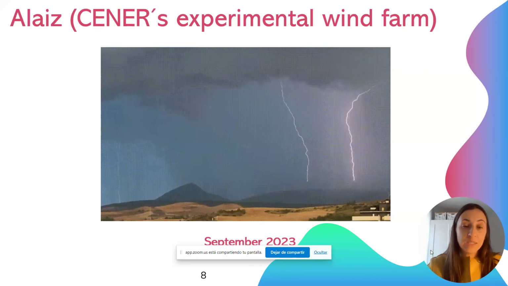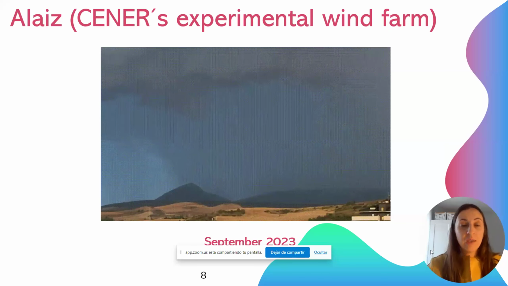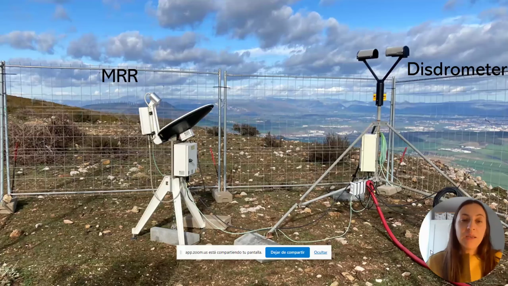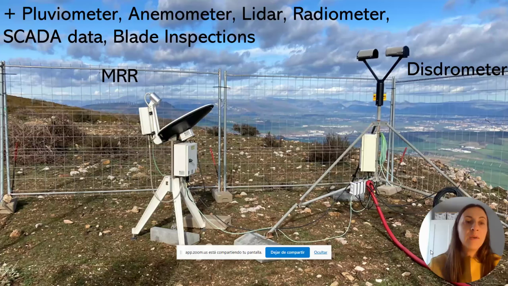That was September 2023, a very big storm, and all the equipment was there. That equipment is mainly to measure precipitation: a micro rain radar and a disdrometer. This equipment measures precipitation in very high detail, from measuring droplet size, fall velocity, and precipitation type. The micro rain radar measures from ground level to 3 kilometers, and the disdrometer measures at ground level.